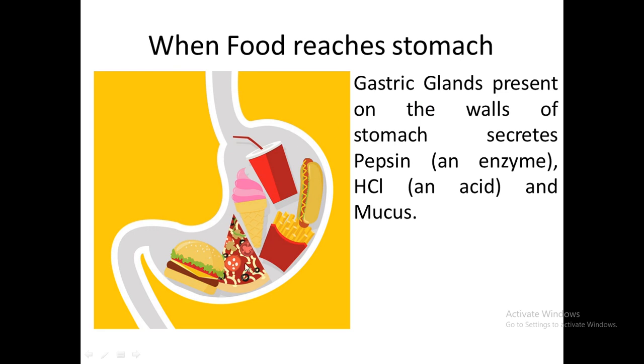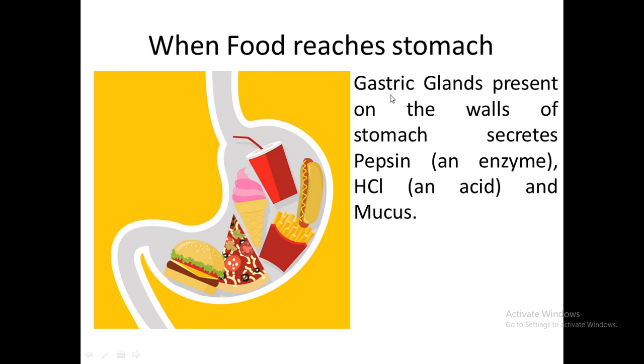On the walls of the stomach, some gastric glands are present, and they will secrete three things mainly. First, they will secrete pepsin. Pepsin is an enzyme, HCl is an acid, and mucus is a slippery substance. All these three things are secreted by the gastric glands present on the stomach.